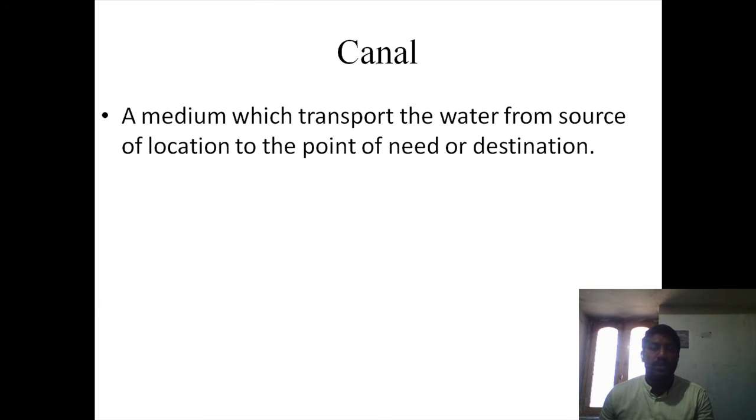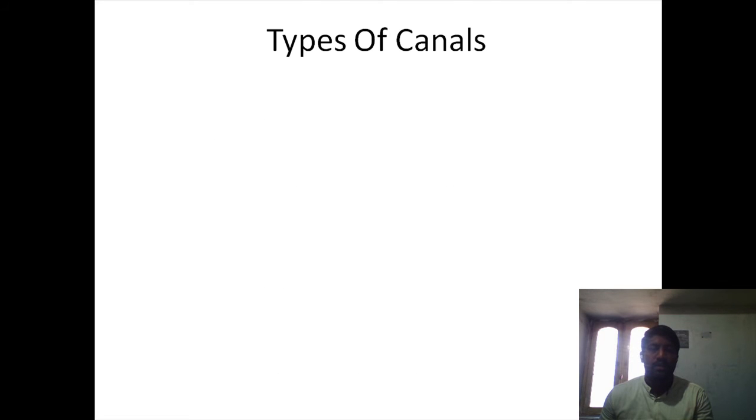A medium which transports water from the source location to the point of need or destination, which is nothing but the water transferred from a river to some area, which is the area that is irrigated, is called a canal. Types of canals.